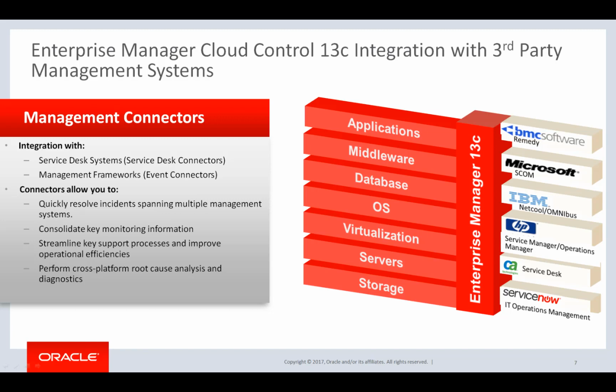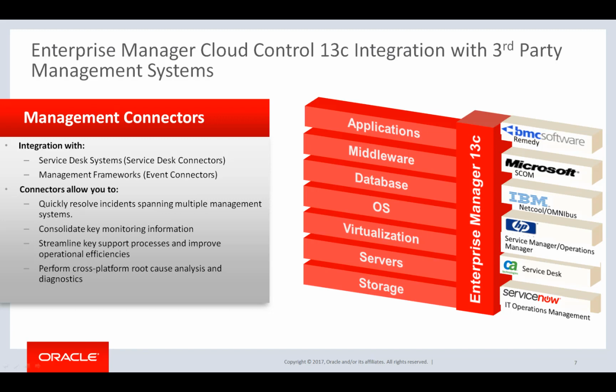Another type of connector is an event connector for our event management vendors. This type of connector allows EM to forward events to third-party management systems, of which the third-party system processes the event payload and decides what to do with it. There are 7 connectors available in EM13C, which is shown on the right-hand side of the screen. For HP, we have connectors available for both Service Manager and Operations Manager.